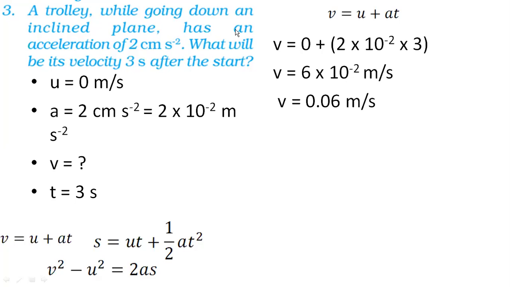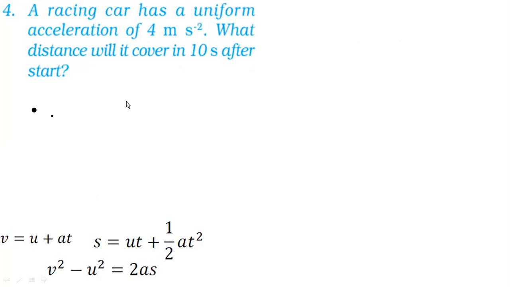Next question, it's a simple one. All you have to do is identify the values and put it in the equation. Now, the next question is question number 4. Let us see what is given. A racing car has a uniform acceleration of 4 meter per second square. So there is a car which is a racing car. Forget about that racing word, they are just adding this for confusion. It is a car with acceleration.